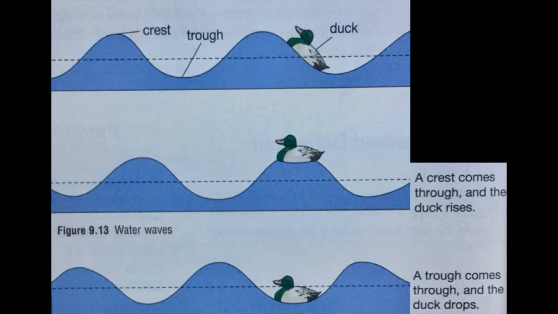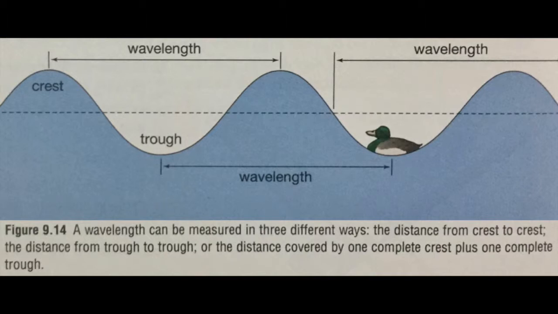The distance from crest to crest or from trough to trough is called the wavelength. Alternatively, you can think of a wavelength as the distance covered by one complete crest plus one complete trough. See figure 9.14. A wavelength can be measured in three different ways: the distance from crest to crest, the distance from trough to trough, or the distance covered by one complete crest plus one complete trough.